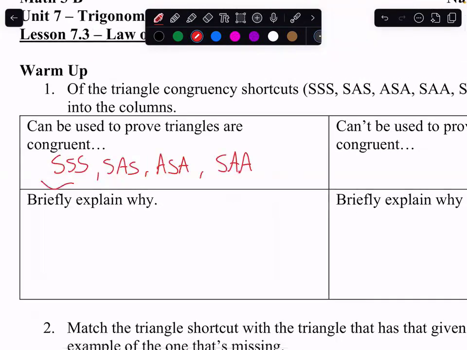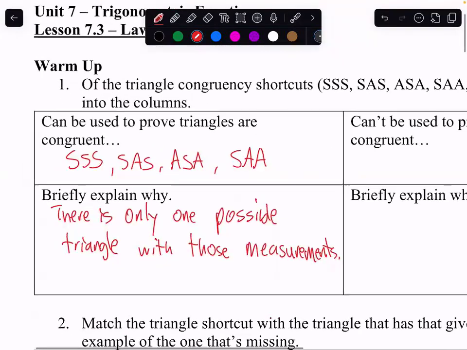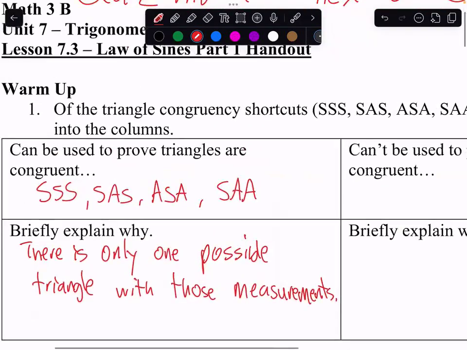Okay, so if you're given those three specific measurements, there is only one possible triangle with those measurements. Okay, so let me just quickly try to show you a demonstration. Let's say I wanted you to form a triangle with this length, and this length. Okay, there's actually only one way to do it.